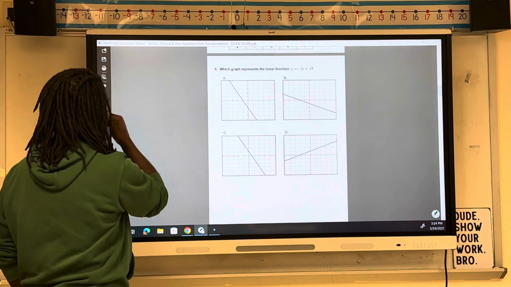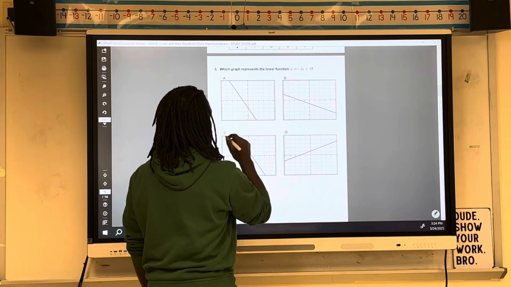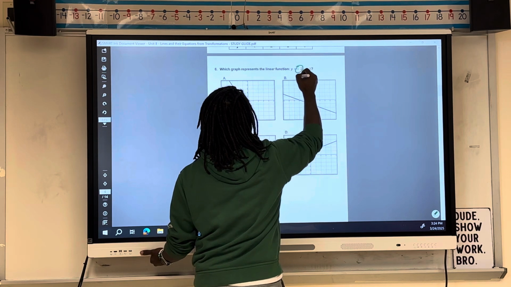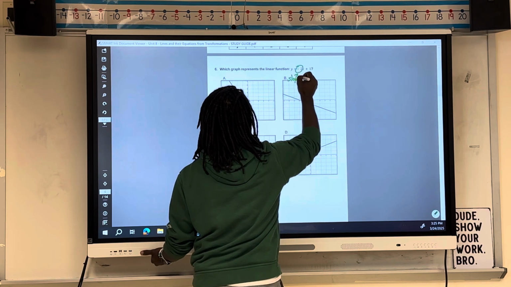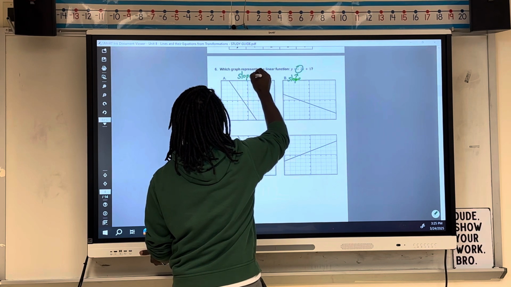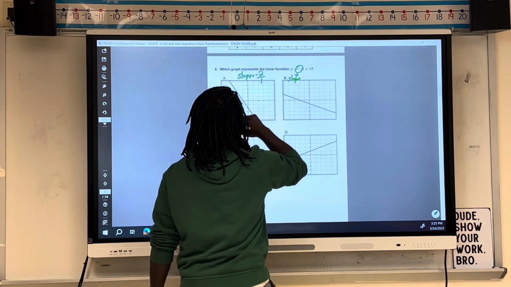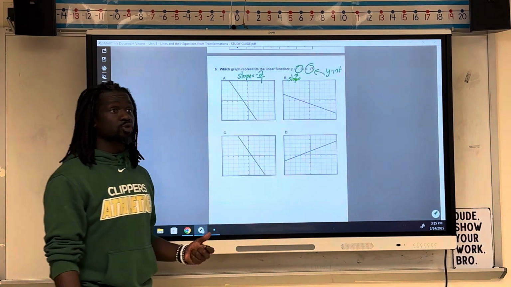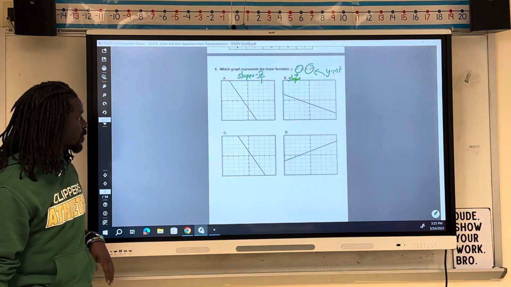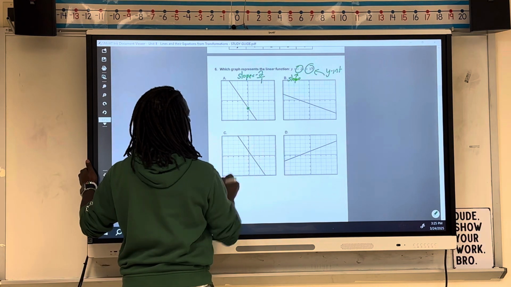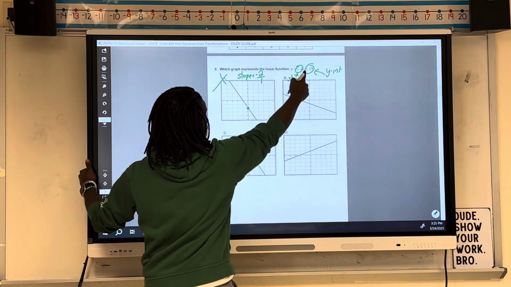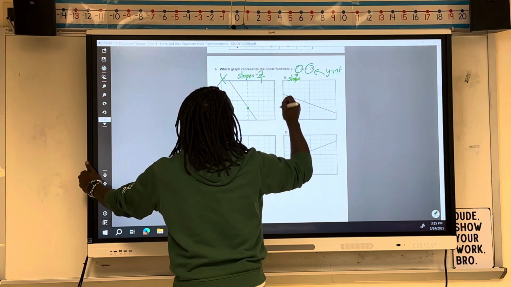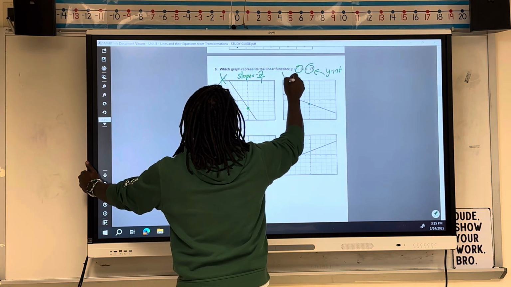It says, which graph represents the linear function? When I start these, I want to start by identifying the pieces that I have. The -2, that is my slope. So I have a slope that is -2 over 1. And then the +1, that is my y-intercept. So I'm crossing the y-axis at a +1. Well, this one crosses at -2, so that can't be right. This one crosses at -1, so that can't be right.